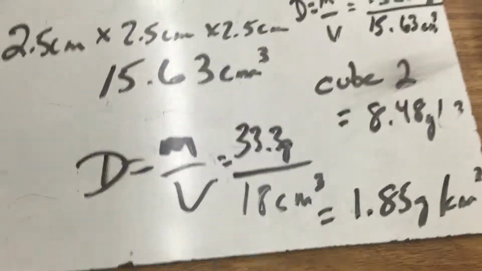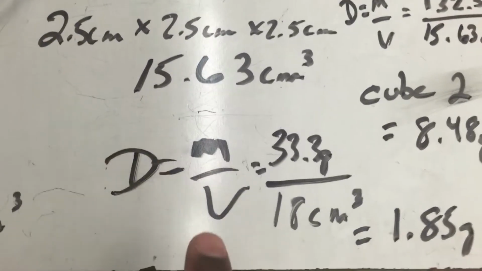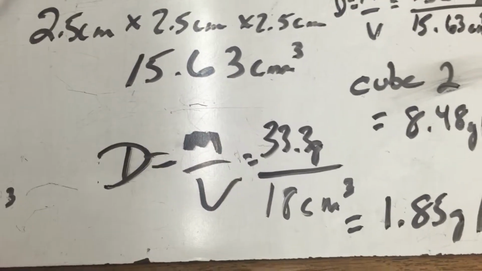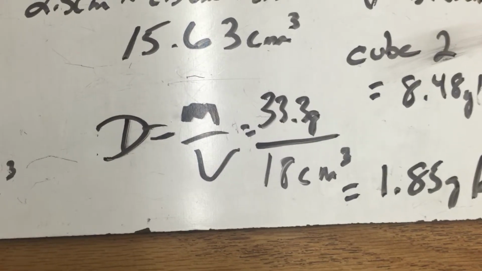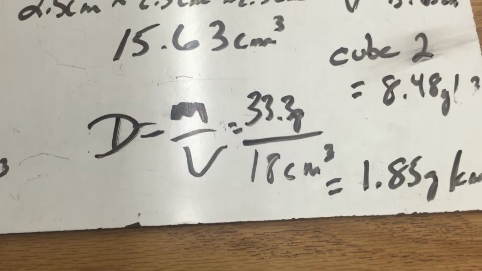Also remember that there are three variables here. They may give you two and ask you to figure out the other one, but you should be able to do that using your algebraic formula or using our three variable triangle that we've used before.